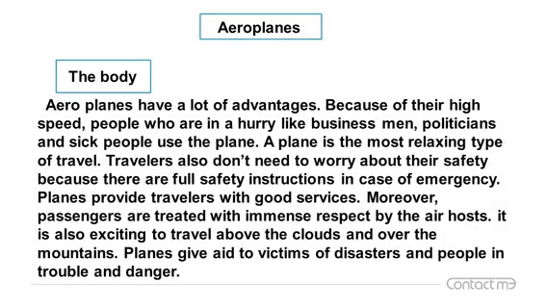The body. Airplanes have a lot of advantages. Here is a topic sentence, and the rest of the paragraph explains or gives examples for the topic sentence. Because of their high speed, people who are in a hurry, like businessmen, politicians, and sick people, use the plane. A plane is the most relaxing type of travel.